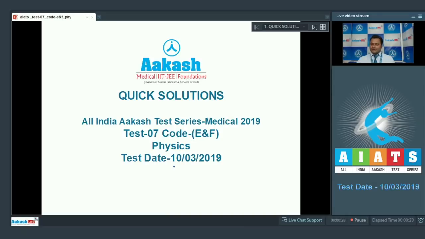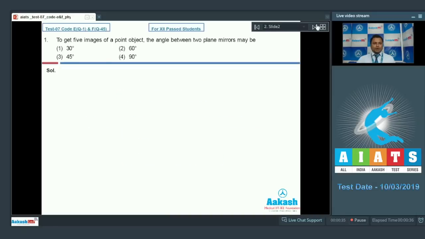So let's get started. Let us proceed to question number 1. So here we are having question number 1. To get 5 images of a point object, the angle between two plane mirrors may be what?